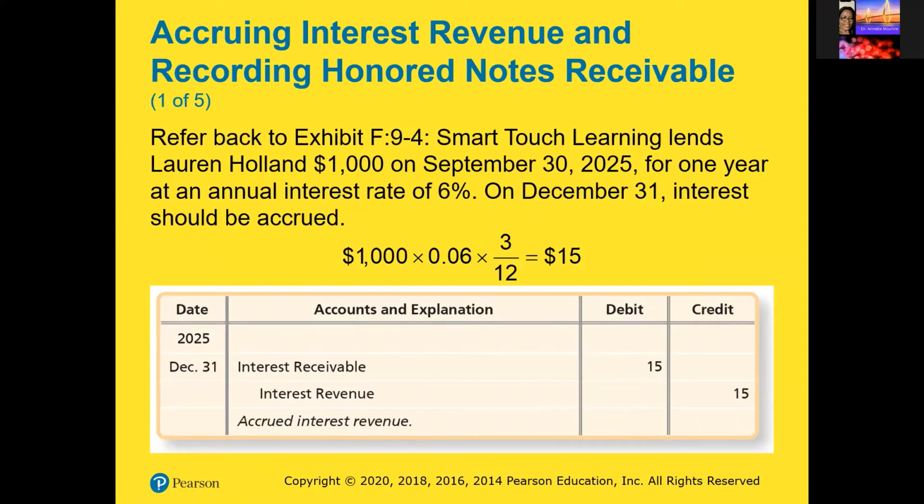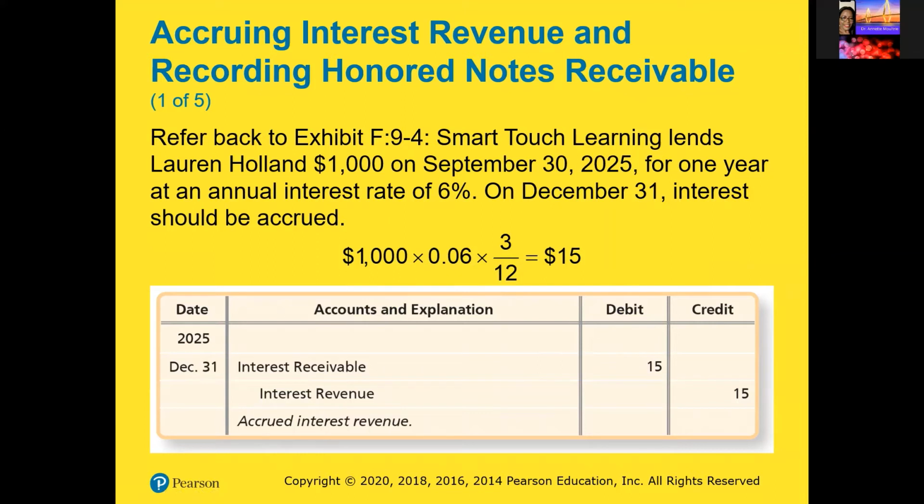Accruing interest revenue and recording honored notes receivable. Refer back to Exhibit 9-4. Smart Touch Learning lends Lauren Holland that $1,000 on September 30th, 2025 for 1 year at an annual interest rate of 6%. On December 31st, interest should be accrued. So the entry will require a debit to interest receivable for $15. And you got the $15 by multiplying the $1,000 times the 6% times 3 over 12, right?